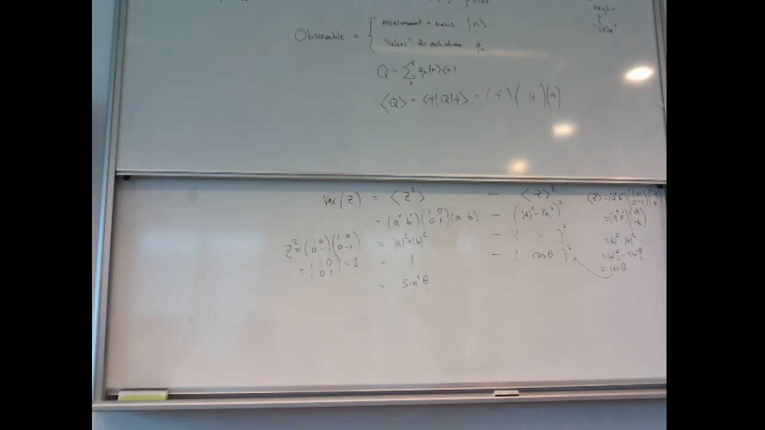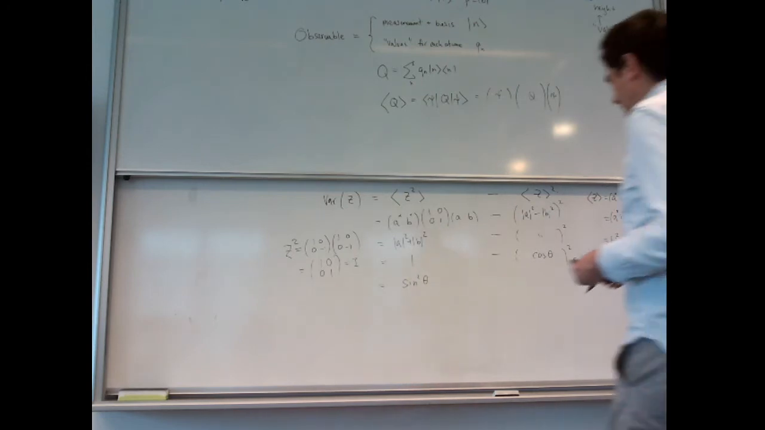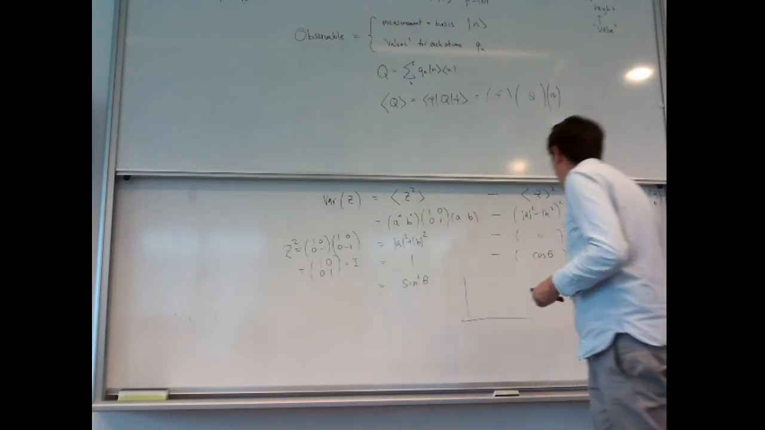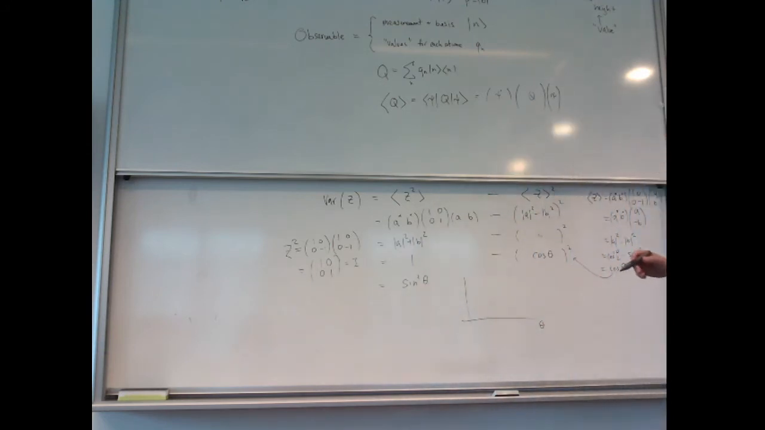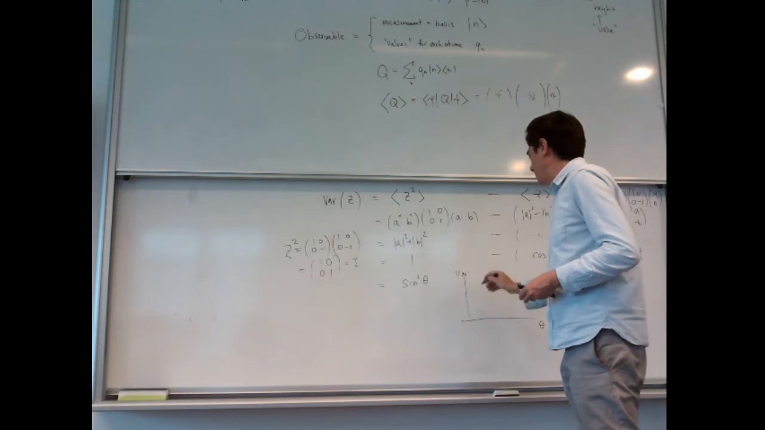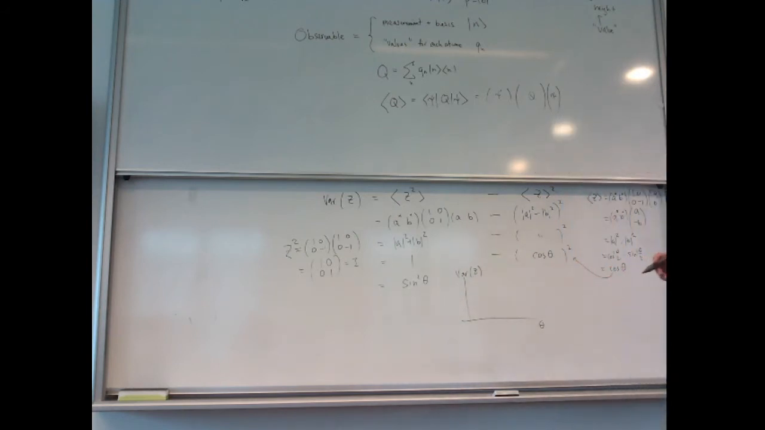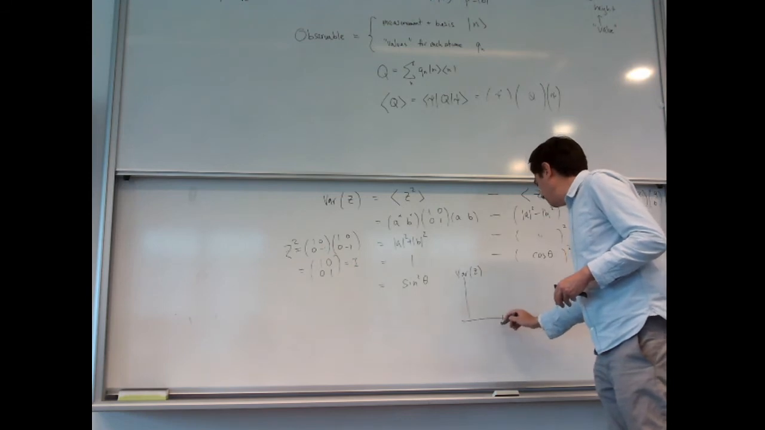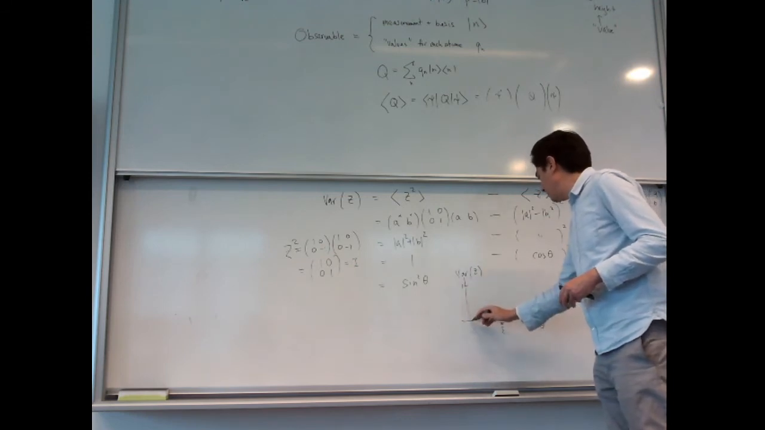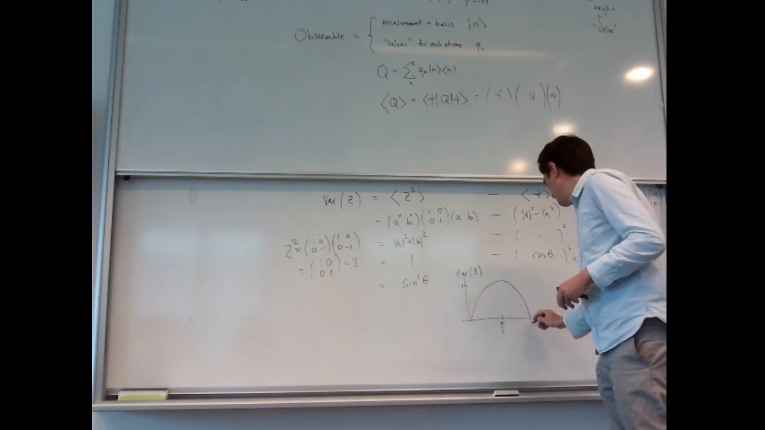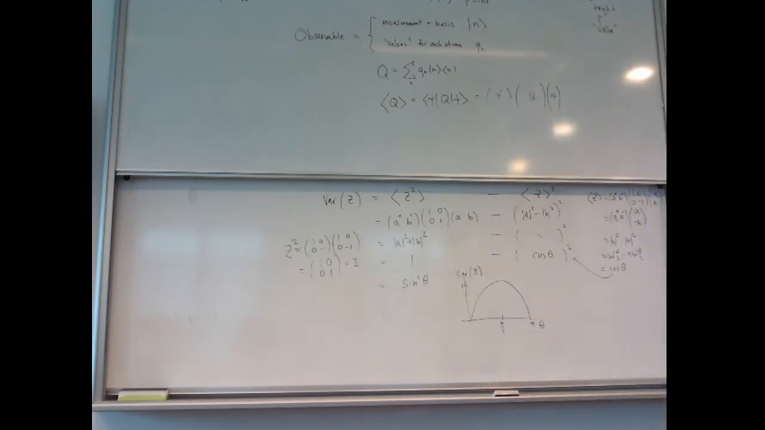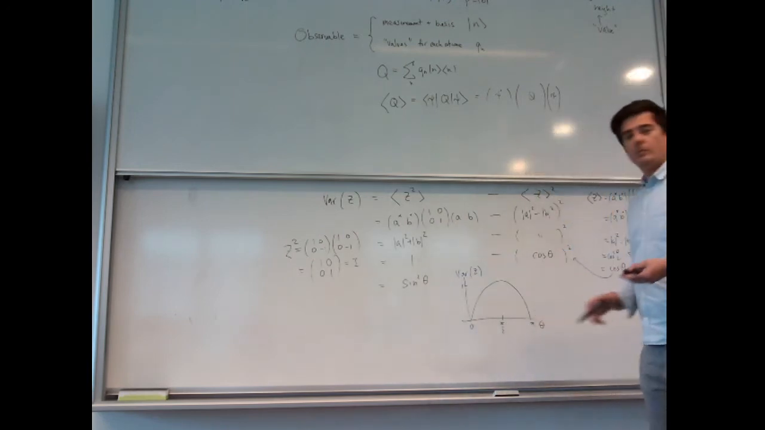Okay, and so what does this mean? If you plot sine squared of theta, this is the variance of Z. So sine squared is 0 at 0, and at pi over 2 it's 1. So it does this. Basically the variance is 0 at 0 and pi, and it's maximum at pi over 2.